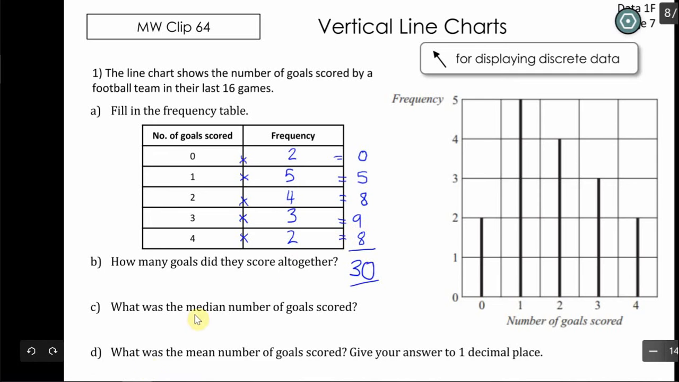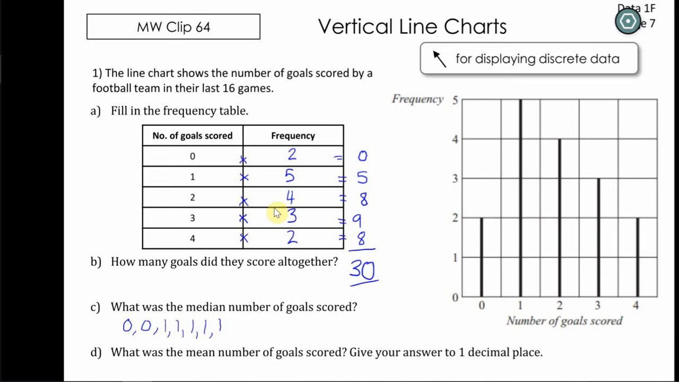Okay. What was the median number of goals scored? So the middle number. Now these are already in order in a table. We could write out this data in a list, but it's in a table for a reason. There's a fair bit of data there. So if I was to write it out, I'd have to say 0, 0, because that happened twice, then 5 ones. Okay, you can see why it's in a table. There's plenty of data there, so I want to avoid using that method really.